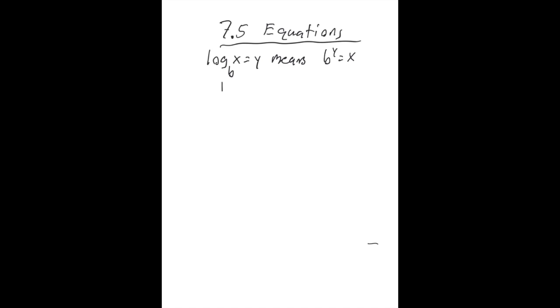Now, since we are going to do a lot of examples today using the base e, that special number 2.718, we're going to use log base e, which we use the abbreviation ln for. Okay, so ln x equals y means e to the y is equal to x.